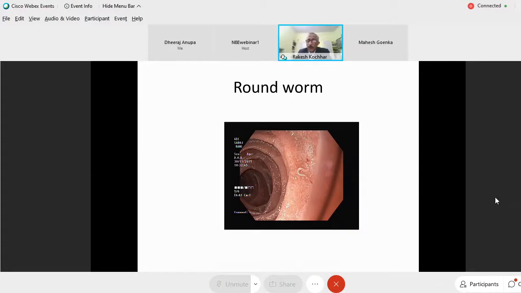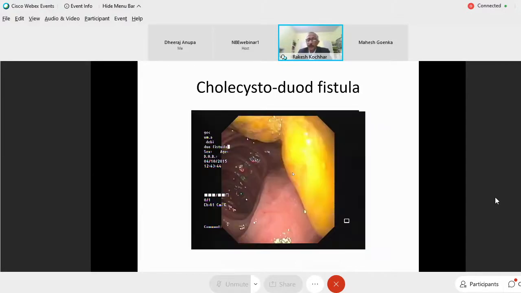Now, don't just look at the mucosa. This was a case of roundworm in the second part of the duodenum. Giardia patients may have hyperemia, and for Giardia, you can take a duodenal biopsy or duodenal fluid to look for Giardia. Now, this could be interpreted as just food residue in the duodenum. This was actually a cholecystoduodenal fistula with stones migrating into the duodenum.